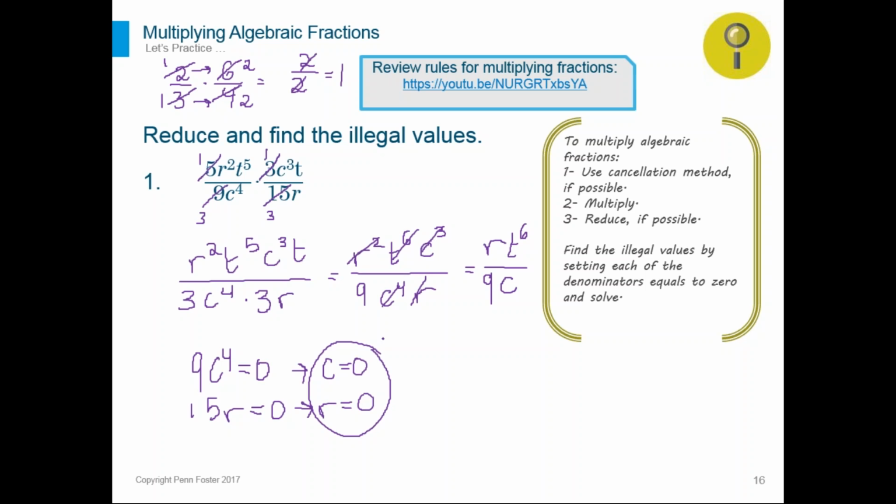Question. Any questions on how to multiply fractions with monomials?